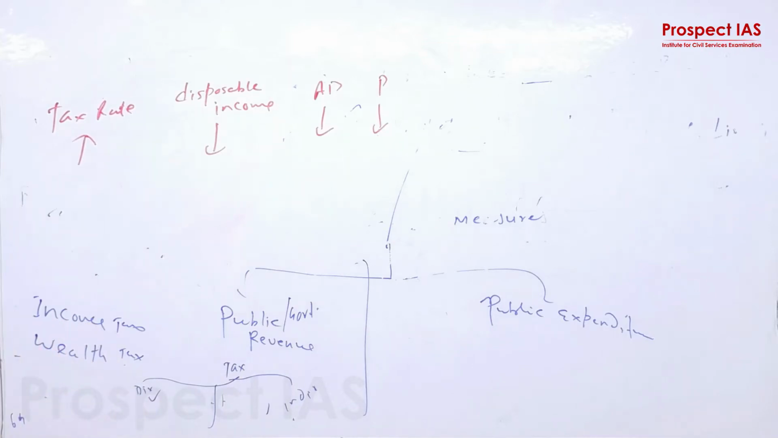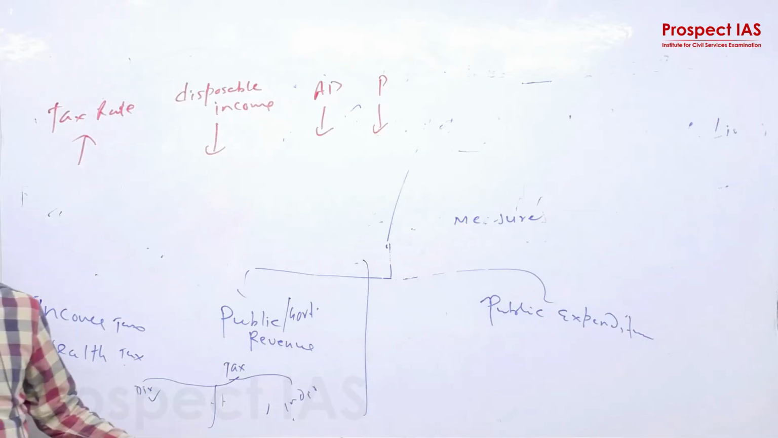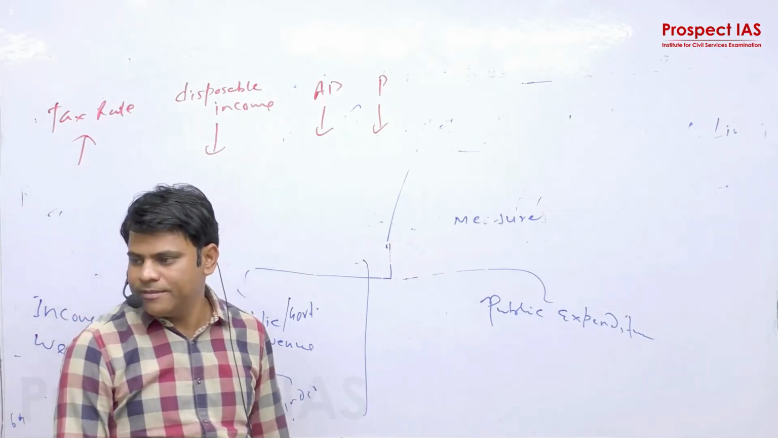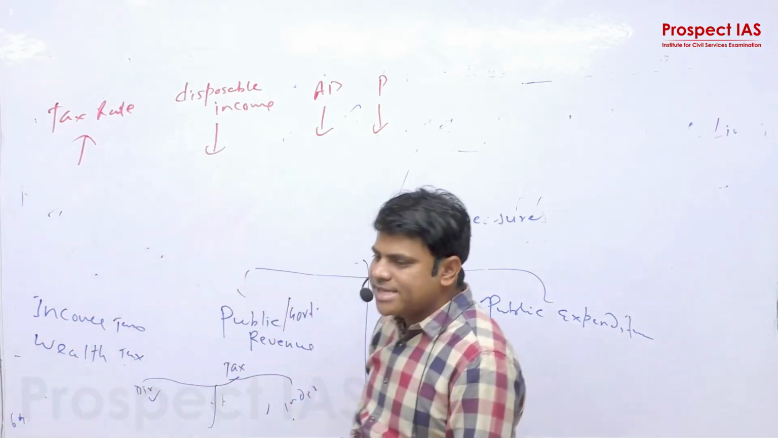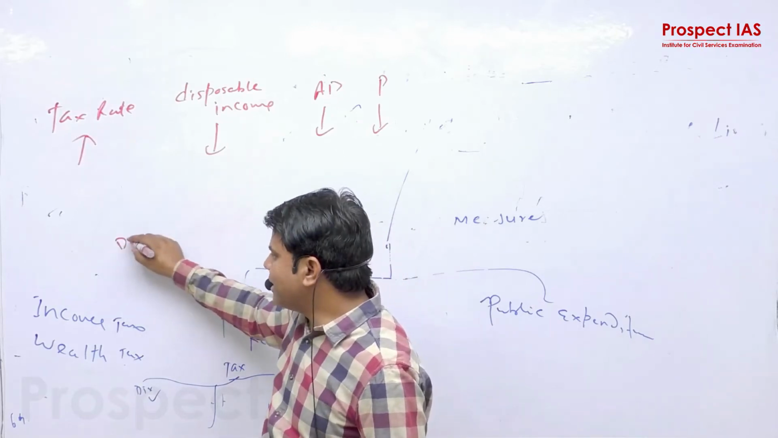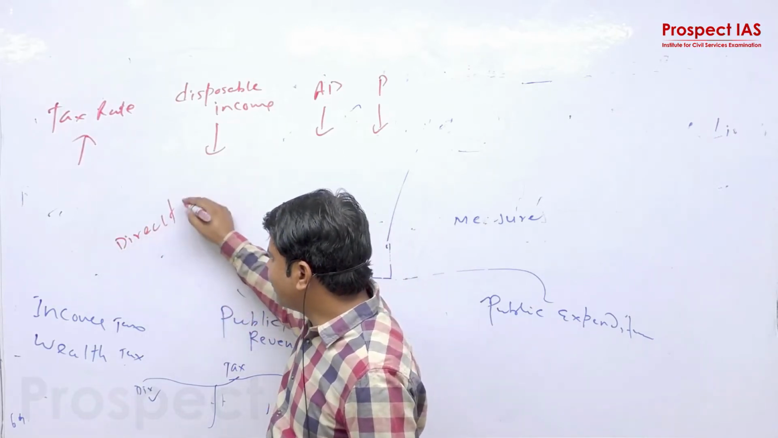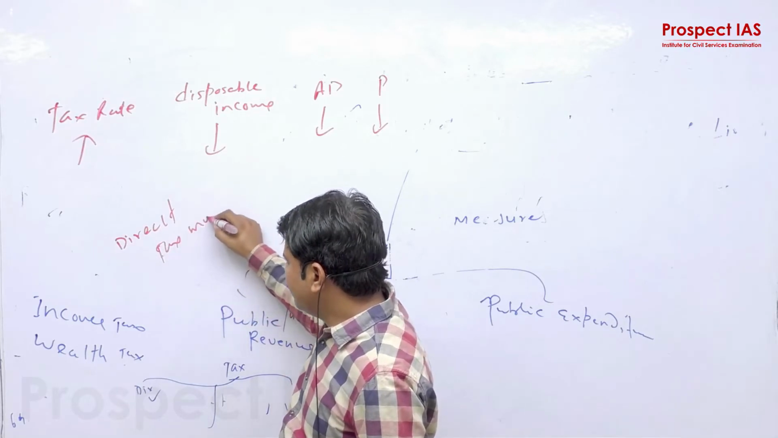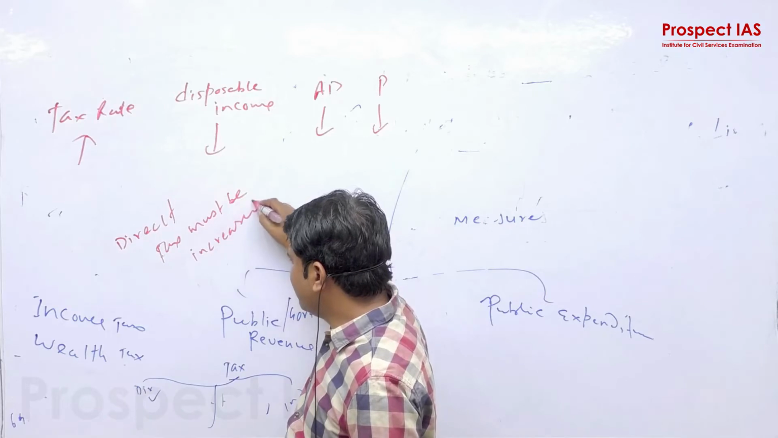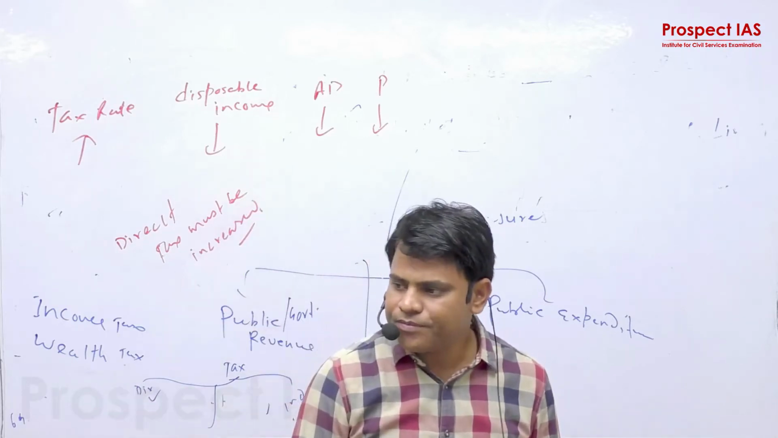And if this is done by the government, this is called fiscal measures. In fiscal measures, the government will bring about changes in its taxation policy and the expenditure policy, right? In brief, you can say that in order to control inflation, direct tax must be increased. Okay?